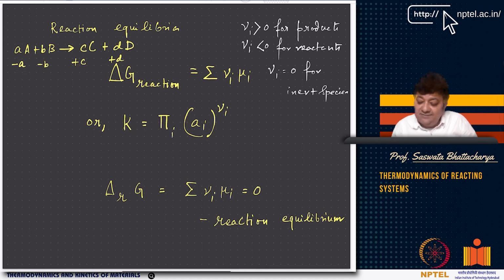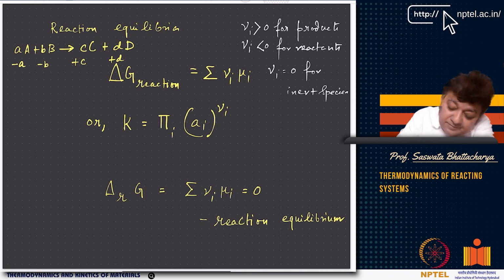Now once you have this delta G reaction, you can also find something called the equilibrium constant. This is basically called the law of mass action, where a is the activity of a species and K is the equilibrium constant.